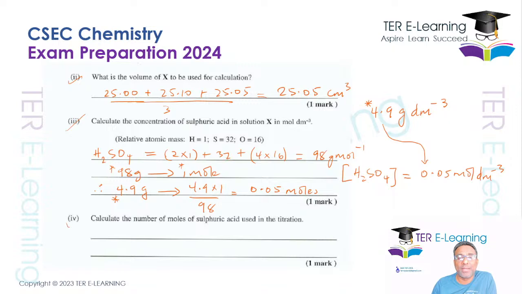The next part, part 4: calculate the number of moles of sulfuric acid using the titration. Since you know the concentration of the sulfuric acid in mole per dm cube, this statement tells me something. And those of you who weaken moles, what you really need to know here is this: 1 dm cube is actually 1000 cm cube. So when they tell you the concentration of something, it means that 1000 cm cube of H2SO4 actually contains 0.05 moles.